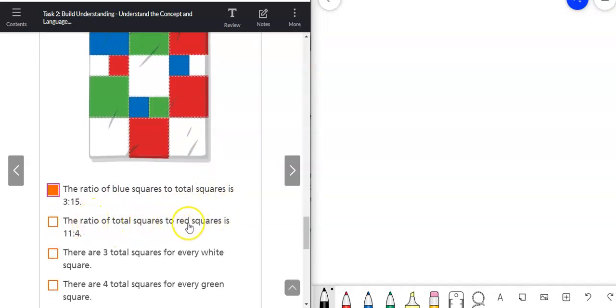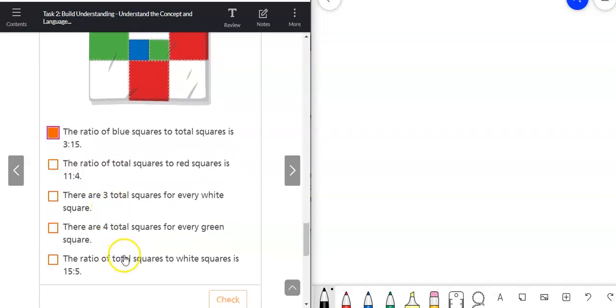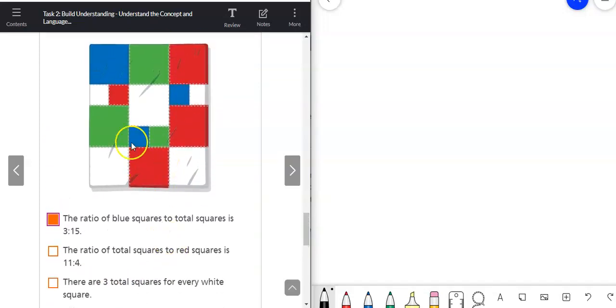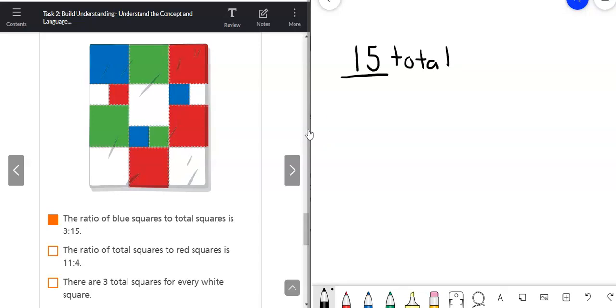The ratio of total squares to red squares is 11 to 4. That is incorrect because remember the total amount is 15. Okay, the next one, let's see. There are 3 total squares for every white square. Let's count how many white squares we have. We have 1, 2, 3, 4, 5. So total squares are 15. So 15 total goes on top. Then it says 1, 2, 3, 4, 5 white squares.